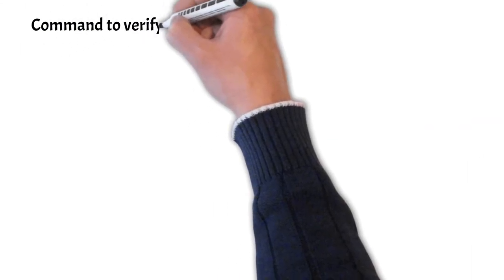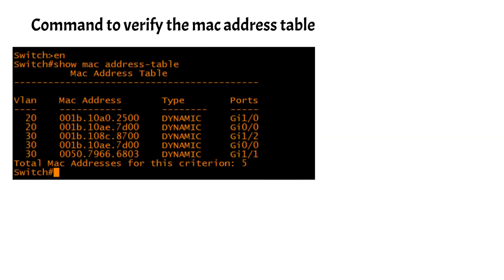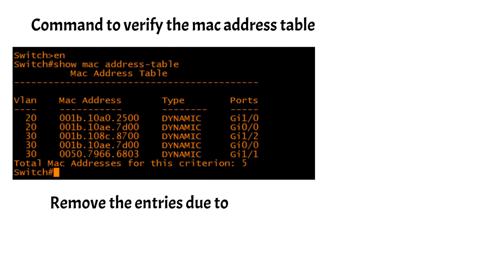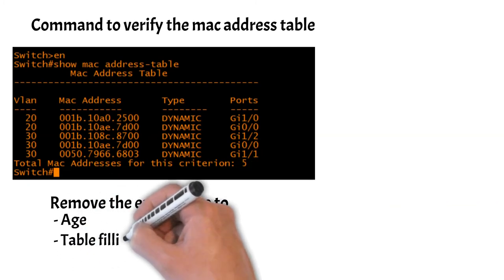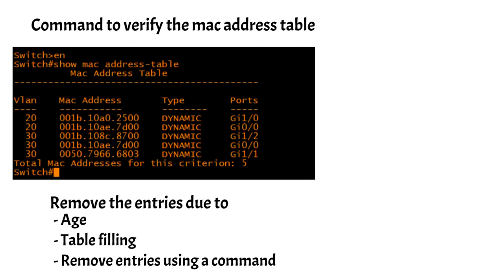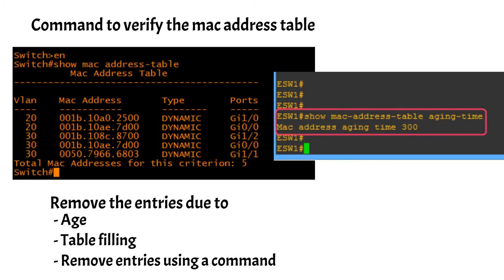Next, let's see how we can verify the MAC address table using this command: show mac address-table, or you can use show mac address-table dynamic. Switches do learn MAC addresses, but these MAC addresses do not remain in the table indefinitely. The switch will remove the entries due to age or due to table filling, or you can remove the entry using a command. The example shows the command show mac address-table aging-time with all defaults, with a global setting of 300 seconds.